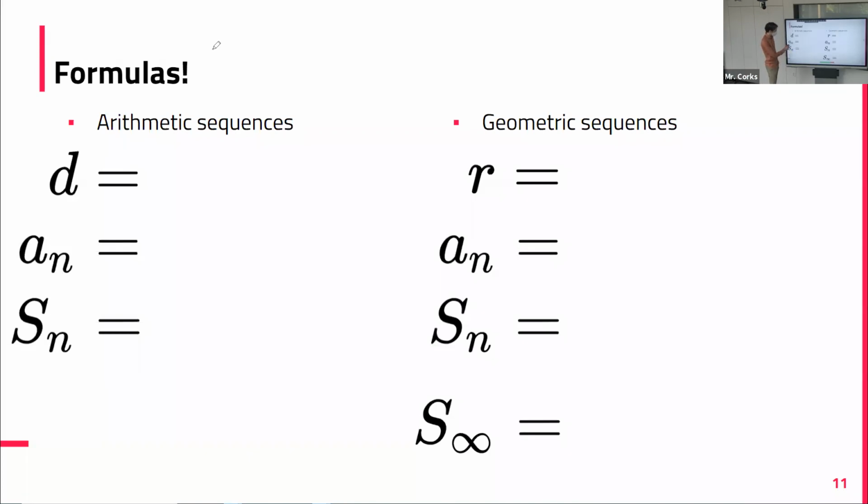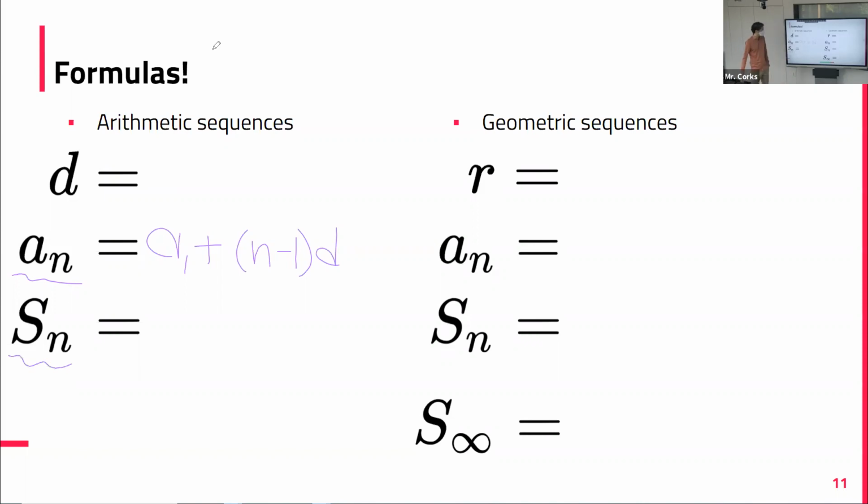Let's start here. Arithmetic sequence general term. What's this formula? A1. Okay. All right. So n minus 1 times d. We can switch the order of the n minus 1 and d. I'm just writing it this way because that's how we've always seen it in class, just for consistency.